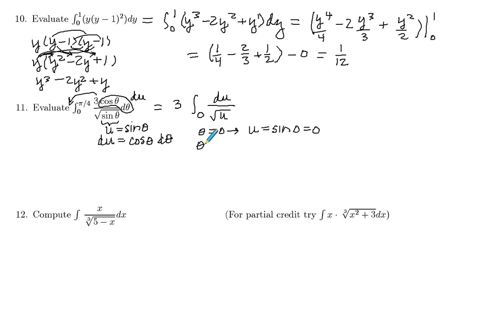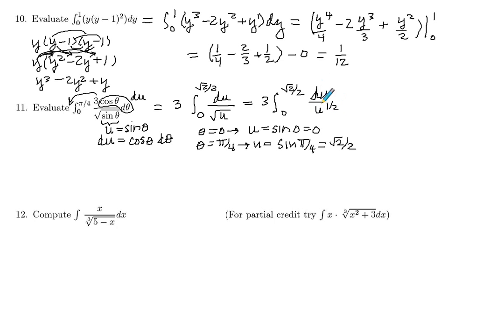And then if theta equals pi over 4 up here, then our u is going to be sine of pi over 4, which is root 2 over 2. That's from the unit circle. So this one is root 2 over 2. Then this is again u to the 1/2 on the bottom. So this is going to be 3 times the integral from 0 to root 2 over 2 of du over u to the 1/2.